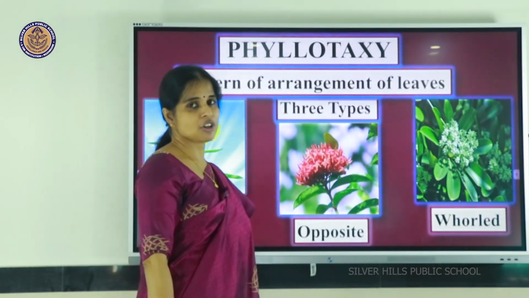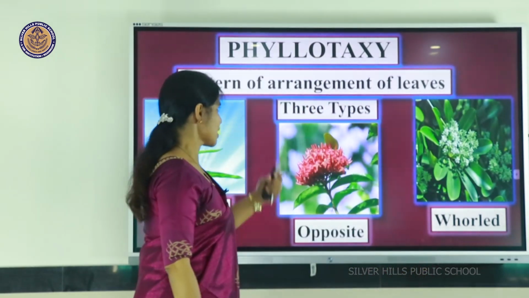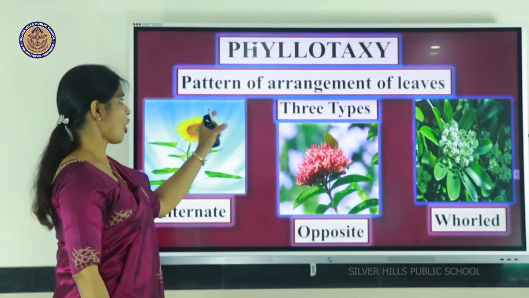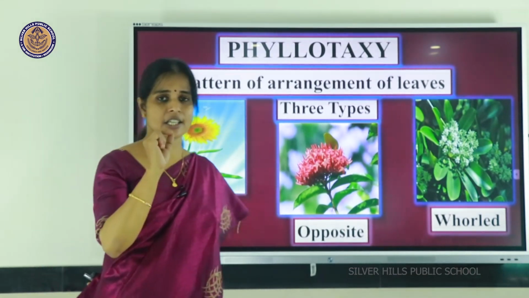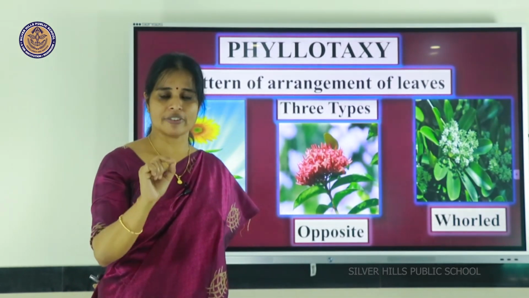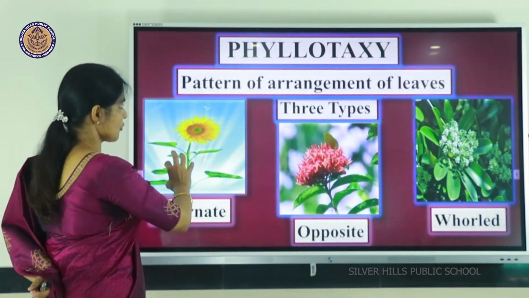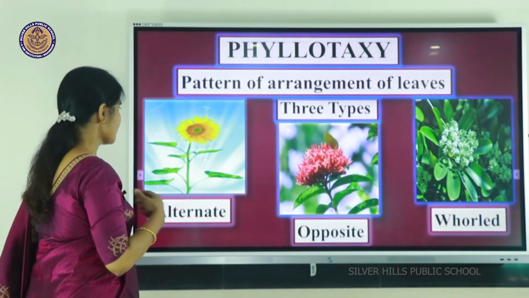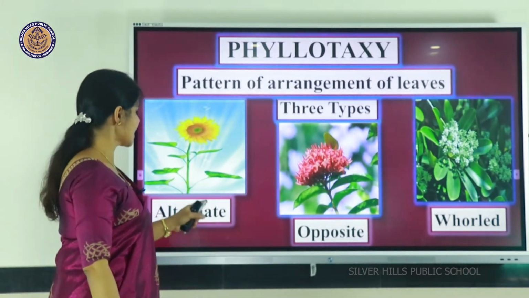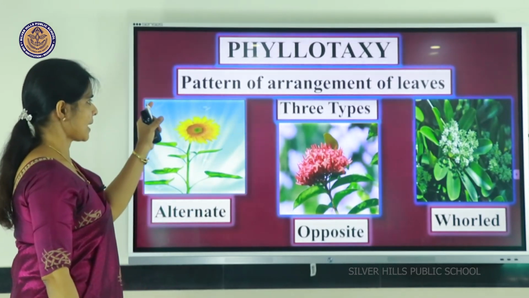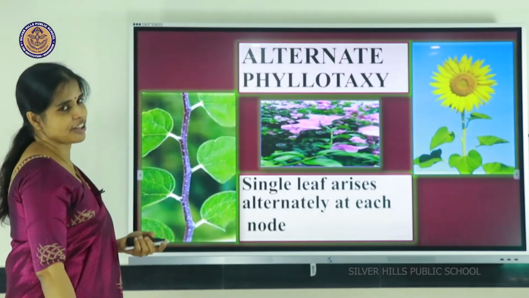Now, the arrangement of leaves: how the leaves are arranged on a stem. Leaves are arranged in different ways. The arrangement of leaves on a stem we call by the term phyllotaxy. So, phyllotaxy is the term used for the arrangement of leaves on a stem. This arrangement is of 3 types: alternate, opposite, and whorled. We have to study in detail how these arrangements are done. First, alternate phyllotaxy.